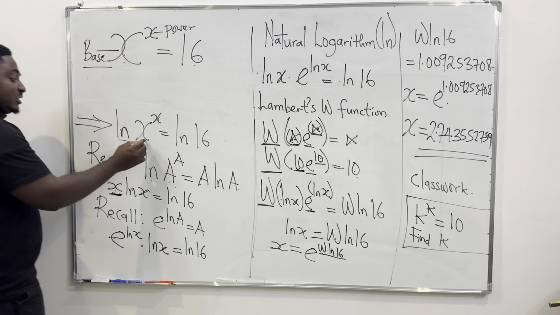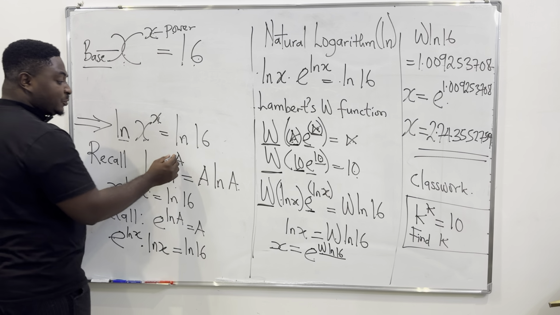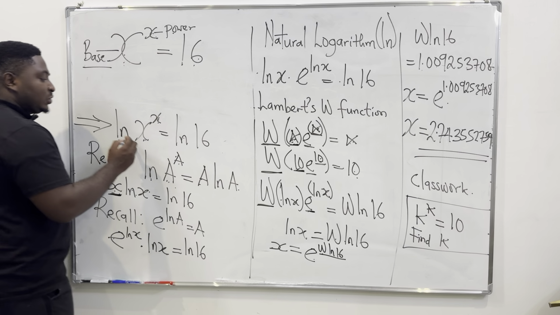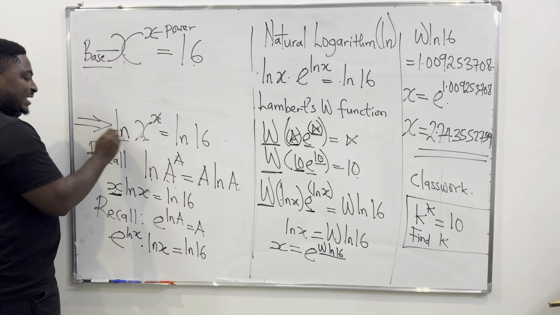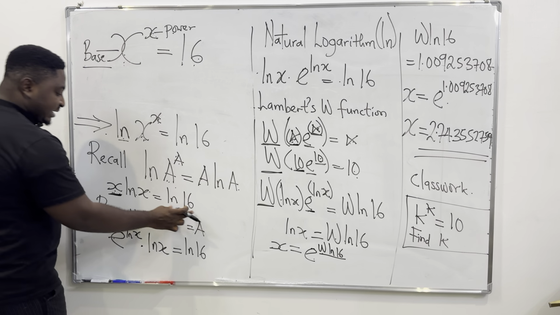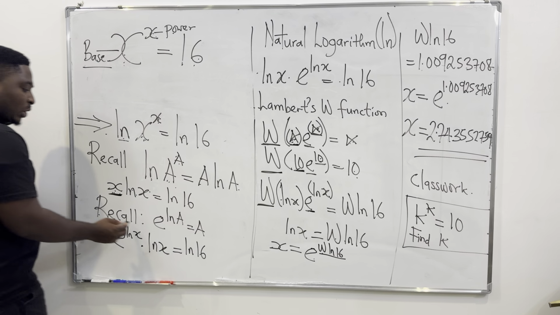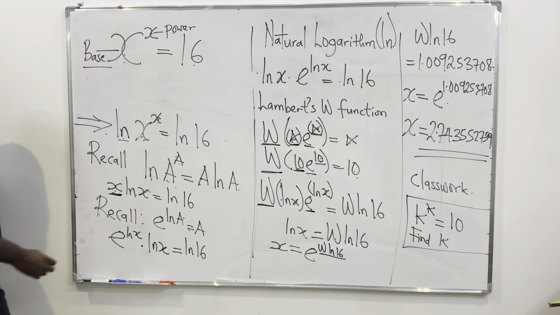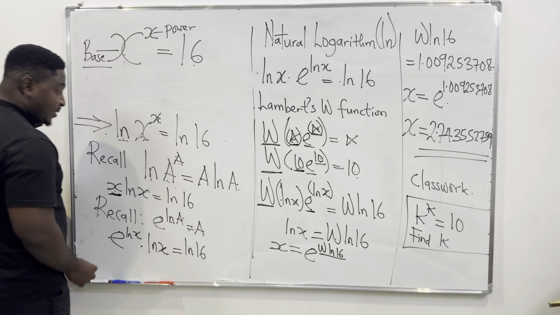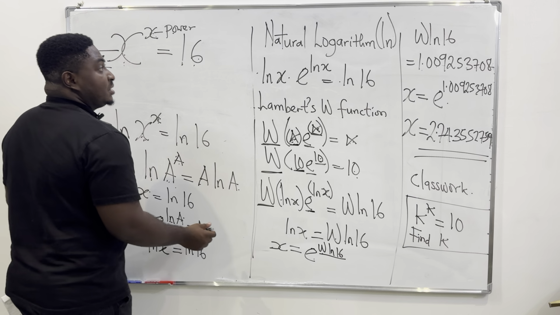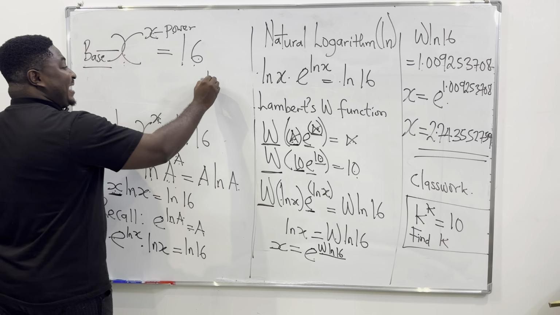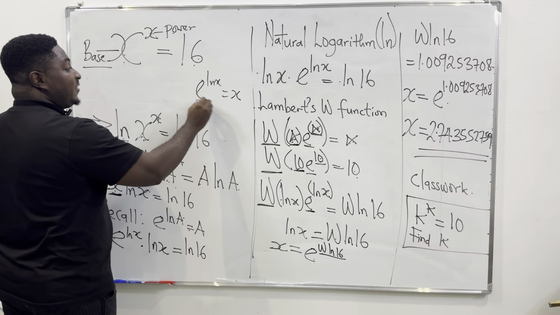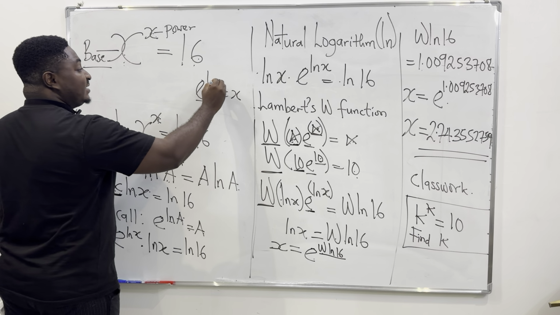After finding the natural logarithm of both sides, recall that ln a raised to a equals a ln a. So ln x raised to x equals x ln x, which equals ln 16. We then recall that e raised to the power ln a equals a. Meaning that e raised to the power ln x equals what? x. Anytime you have e and you have ln, whatever number is there is the final answer on the right-hand side.